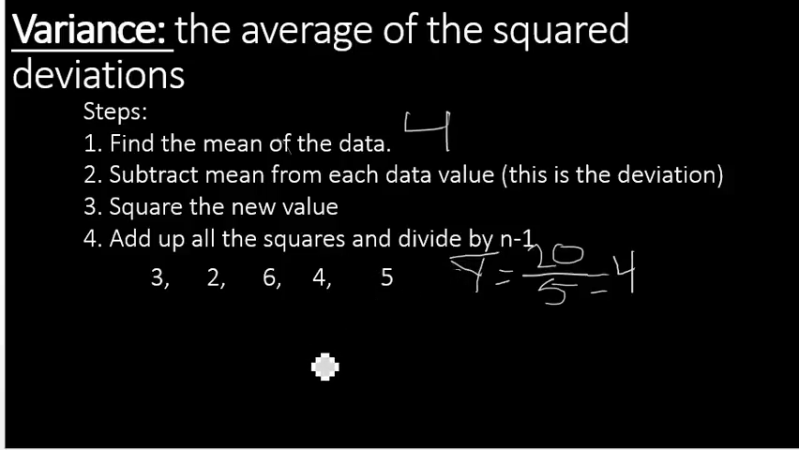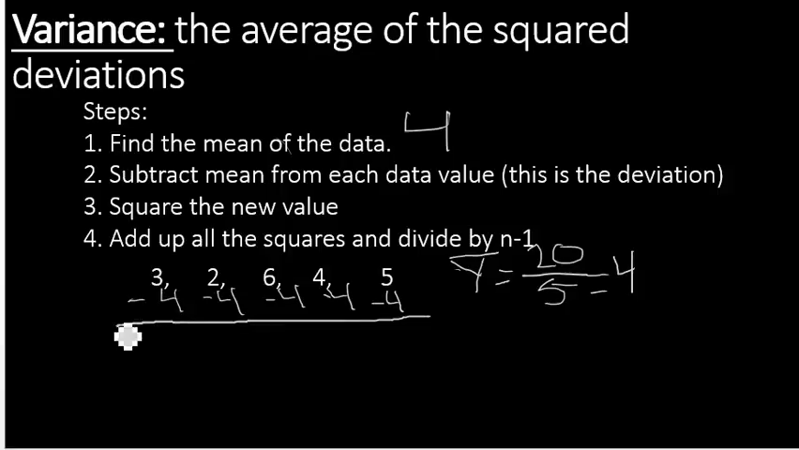Step 2 is to subtract the mean from each data value. That's your deviation. So that means we're going to subtract 4 from each piece of our data. 3 minus 4 is negative 1. 2 minus 4 is negative 2. 6 minus 4 is positive 2, 4 minus 4 is 0, and 5 minus 4 is positive 1. So we're done with step 2.